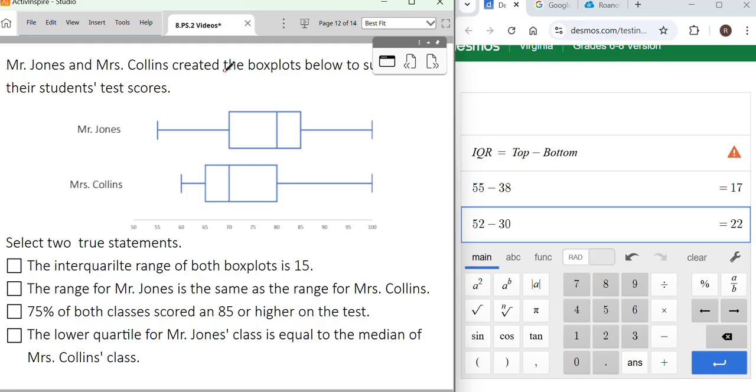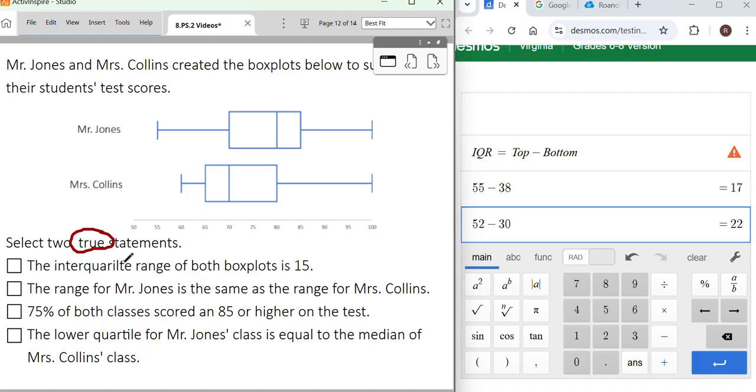Mr. Jones and Mrs. Collins created box plots to summarize their students' scores. Mr. Jones's scores are here. Mrs. Collins's are here. It looks like this is good. It's all going up by 5s. No inconsistencies. We need to select 2 true statements.